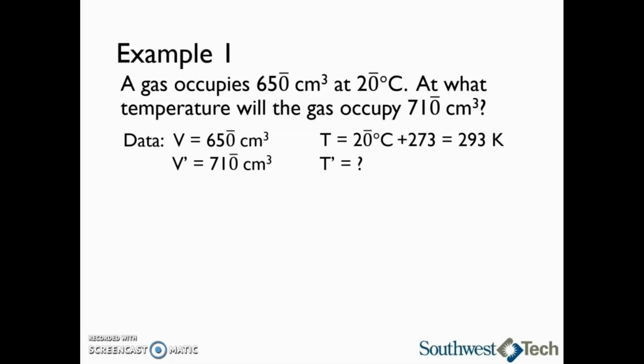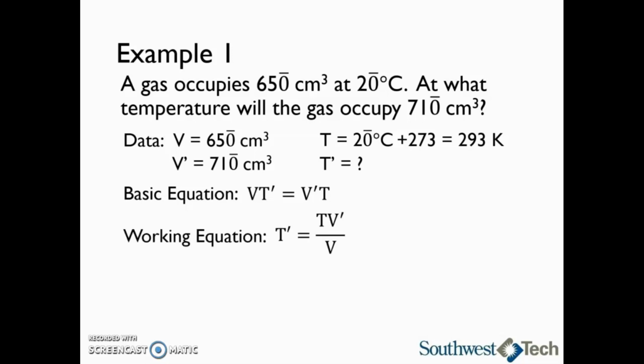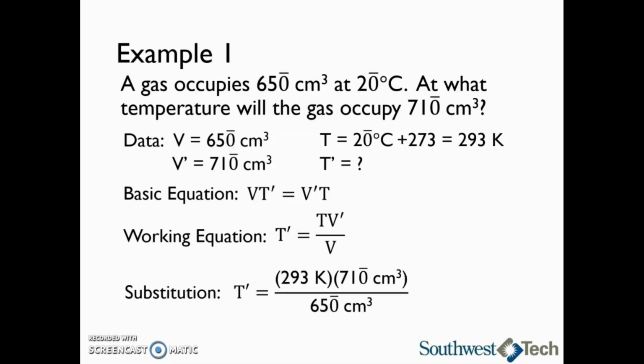The basic equation we will use is Charles's law, which says that V times T prime equals V prime times T. We can rearrange this to solve for T prime, so T prime is equal to T times V prime divided by V. Substituting, we have 293 Kelvin times 710 cubic centimeters divided by 650 cubic centimeters. This gives us a new temperature of 320 Kelvin.